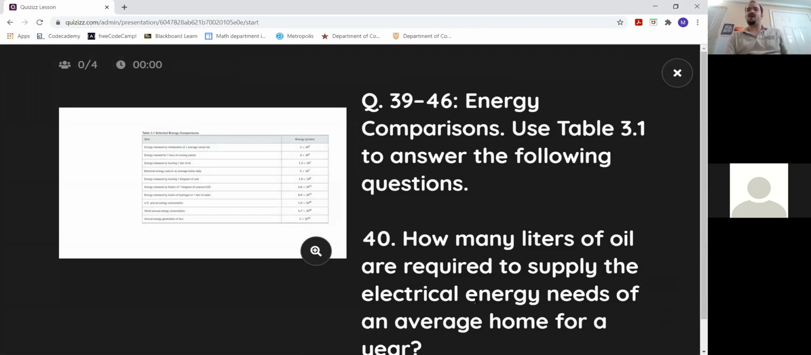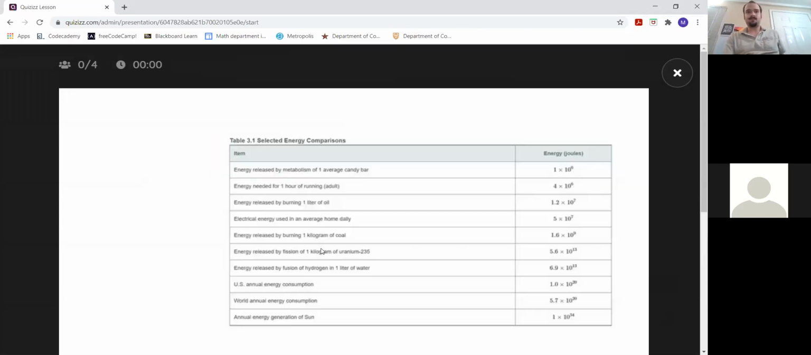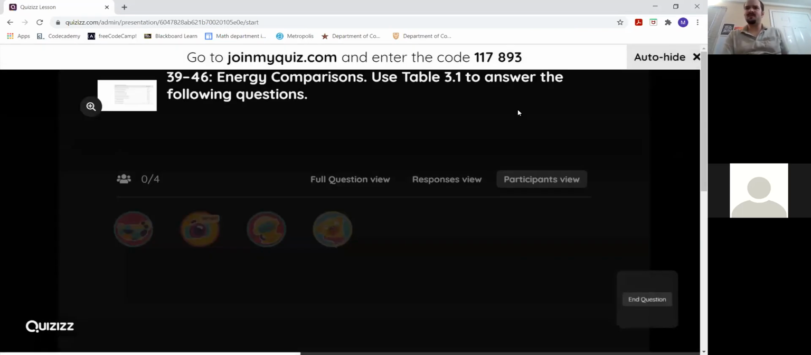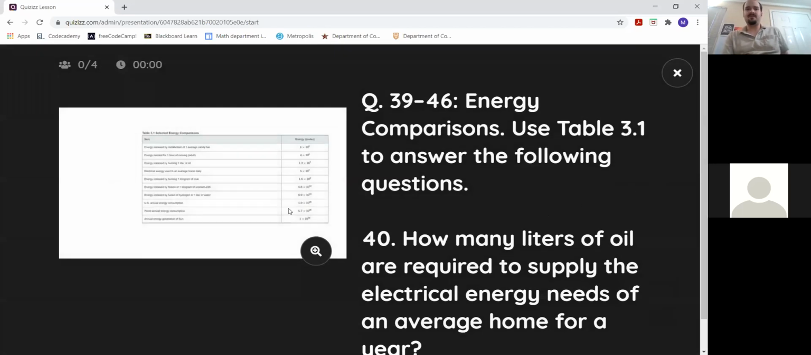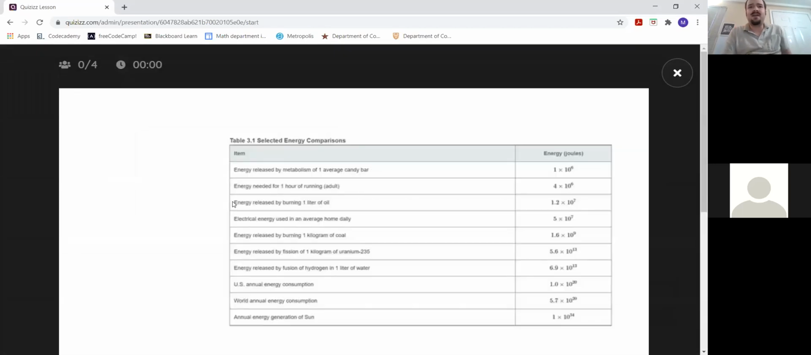How many liters of oil are required to supply the electrical energy needs of an average home for a year? How many liters of oil is what they asked? So the two numbers we're looking at here, I believe, are 1.2 times 10 to the 7 joules for 1 liter of oil burning, and the electrical energy used in a house daily is 5 times 10 to the 7th.